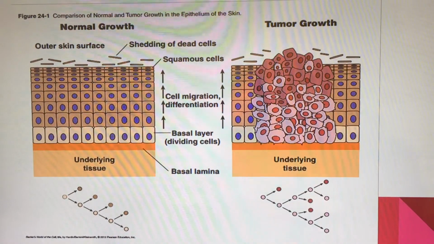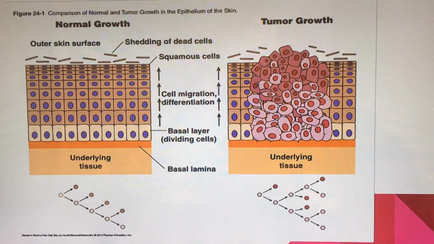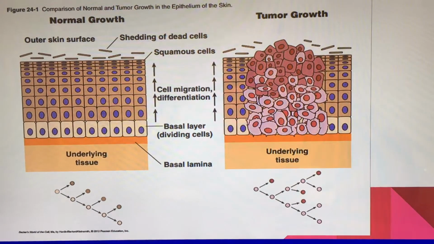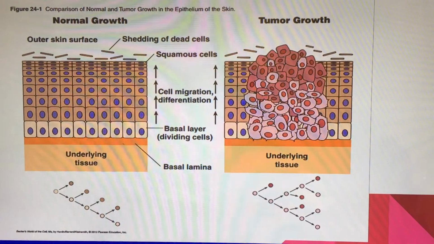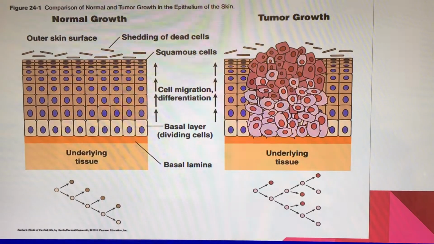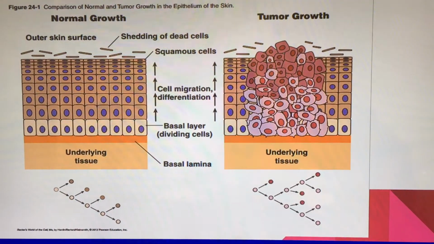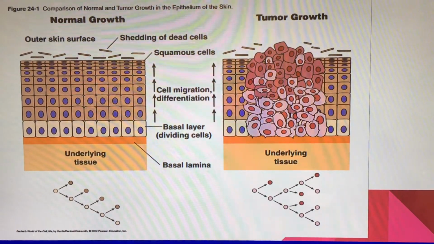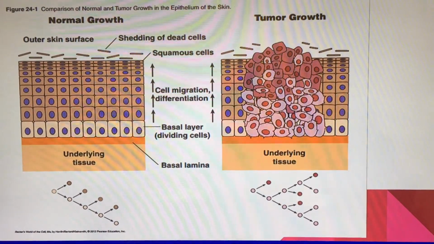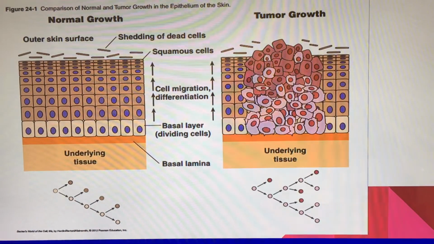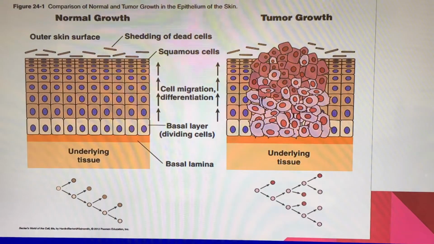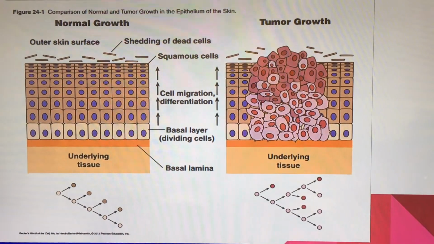This figure shows basically the difference between normal skin cell growth and tumor growth. In normal cells, the cell division in the basal layer produces new cells that migrate upward and change shape without dividing, versus tumor growth where the process is disrupted, with cells that migrate upward and then divide, and that could be shown with the lighter cells and how you can see they're dividing and changing shape.